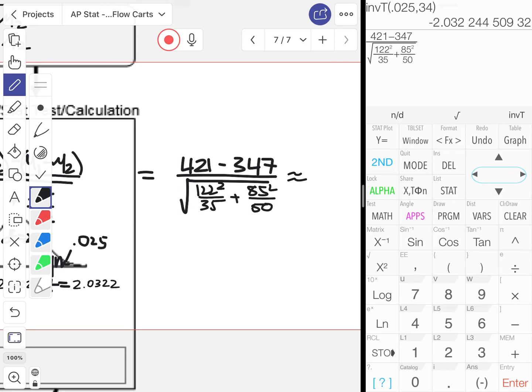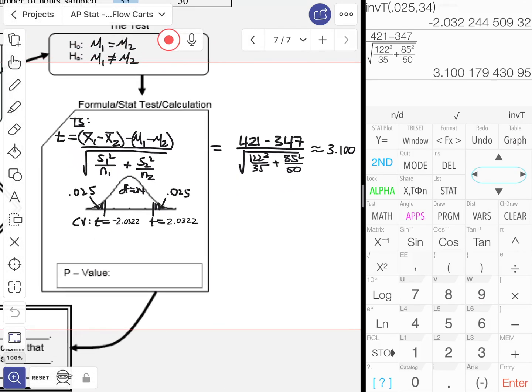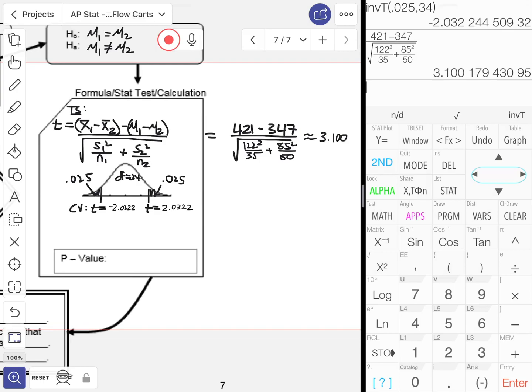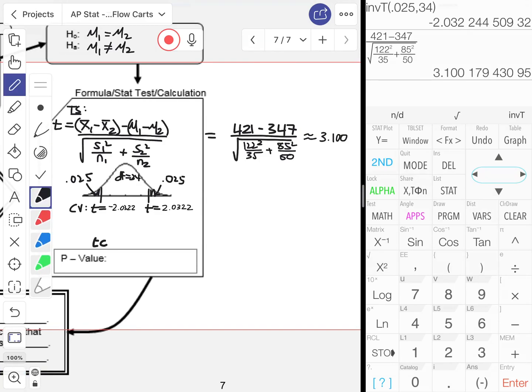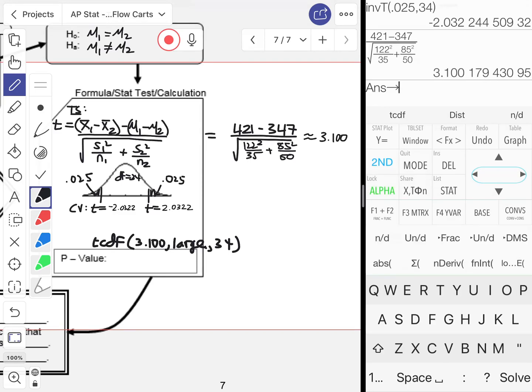Anyway, hit enter and watch the magic. Okay, so 3.10. Well, if I round it to 3 significant, it's just going to be 3.100. So definitely going to fall within the rejection area. So I want a TCDF. It's going to be on the high side, so 3.100 to something large. Also degrees of freedom. Always degrees of freedom. So I'll pop in like I usually do, like a 100. Oh, and like I always forget to do, let me store that in.